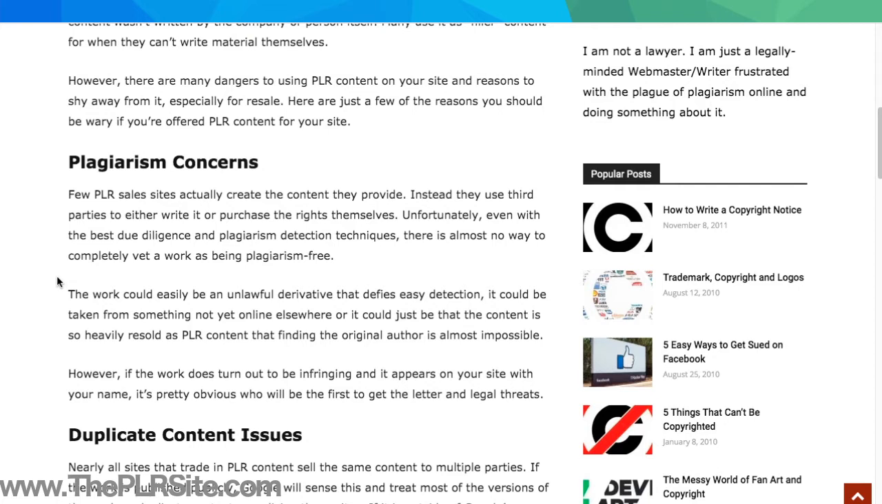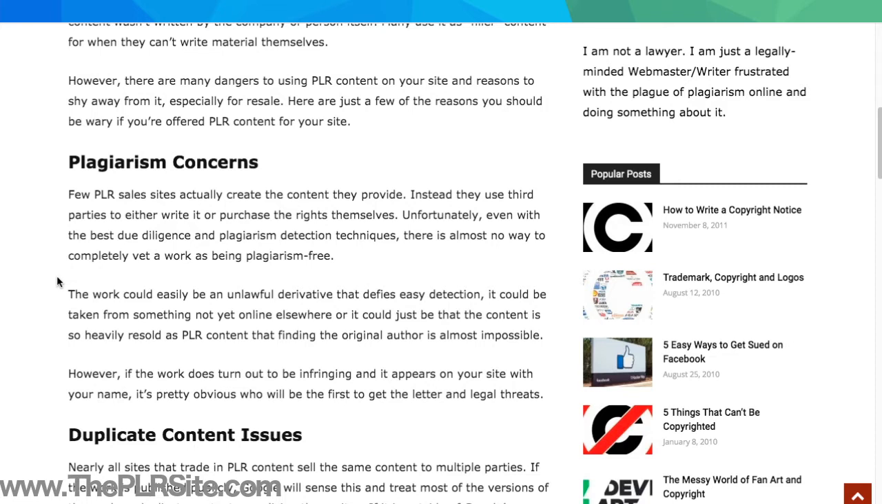Now, this is not the case with Piggy Makes Bank. I don't think it's the case for Tools for Motivation either, and not PLR.me either. PLR.me, Tools for Motivation, and definitely Piggy Makes Bank, they make their own content, so this isn't even a worry. Instead, they use third parties to either write it or purchase the rights themselves. Again, IDPLR does the latter. Unfortunately, even with the best due diligence and plagiarism detection techniques, there's almost no way to completely vet a work as plagiarism free.